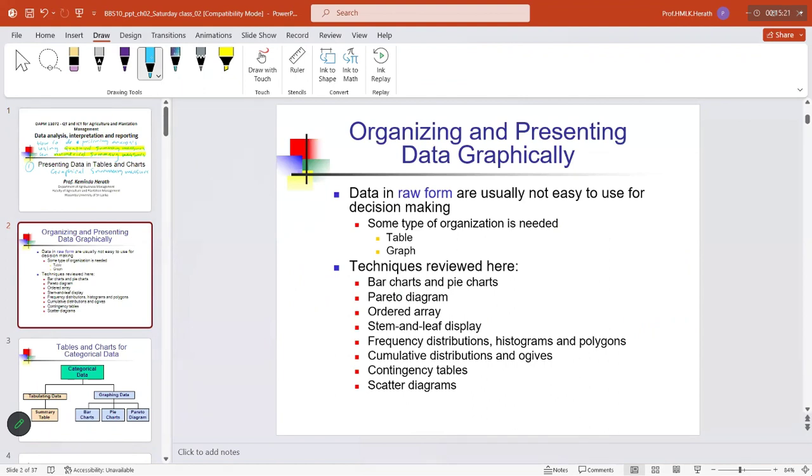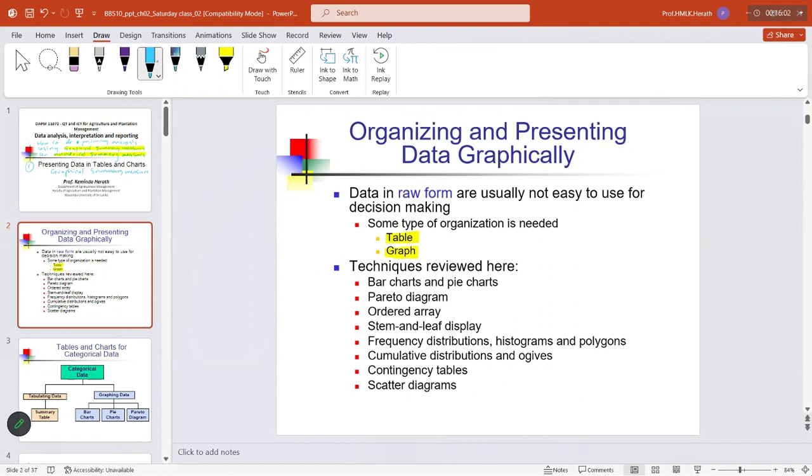When the data are in raw form, we will not be able to see the information in the data that we will use for decision making. Therefore, we need to organize these things somehow, so that we can do by using tables and graphs.